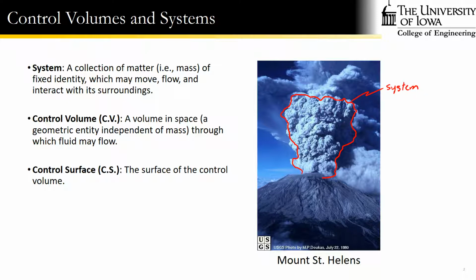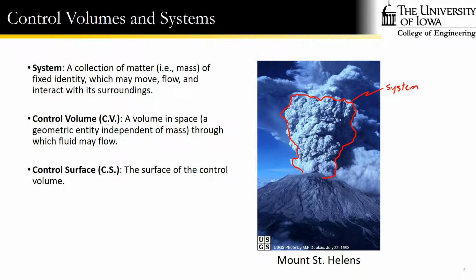Now, about a week before this image was taken, this same system was comprised of solid matter down below the surface of the mountain slope. And as time went on, this ash cloud spread over a huge percentage of the Earth, and there was ash located continents away, still as part of the same system.